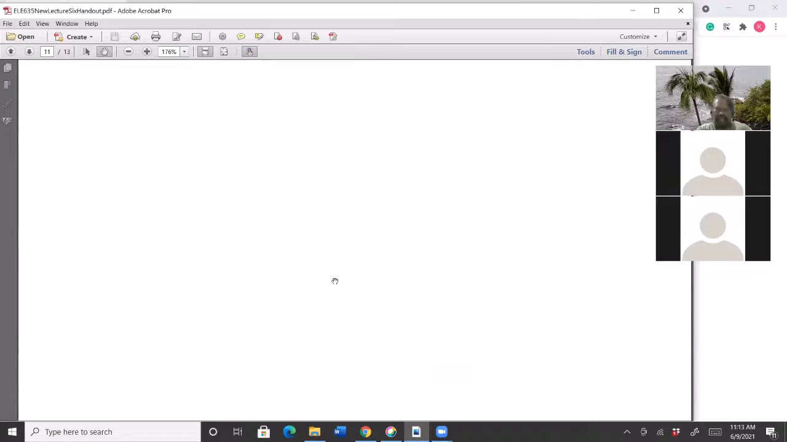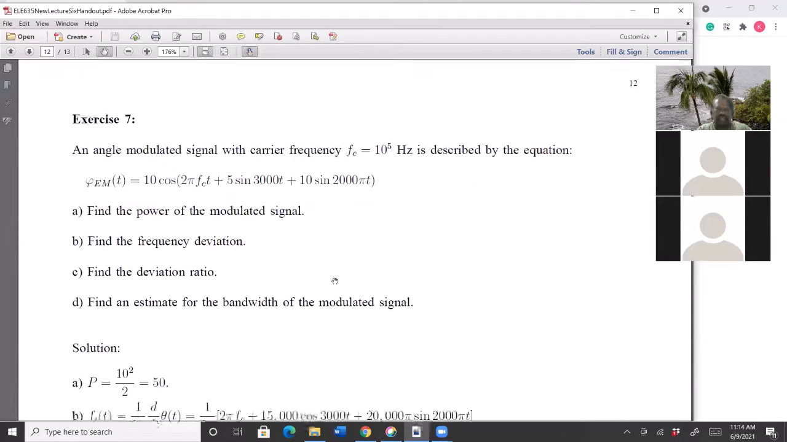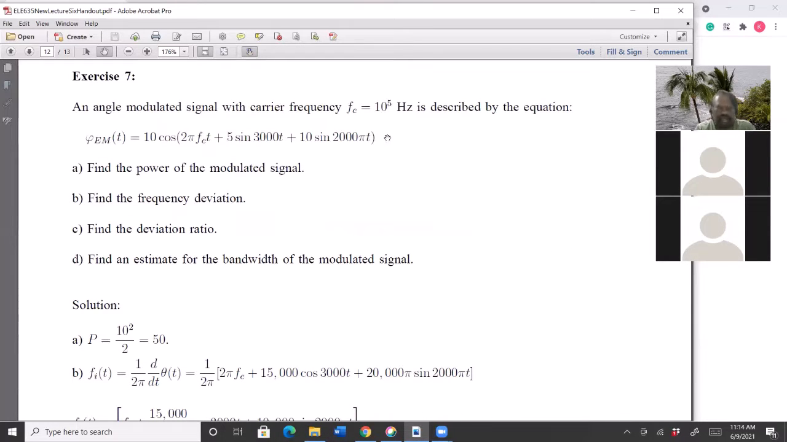Okay, we have one more example. I am thinking let's finish this too. So if we look at this question, this is why I said fundamentals and knowing how to derive things are important. An angle modulated with carrier frequency is described by the equation. So you don't know whether it is FM or PM. Find the power of the modulated signal.